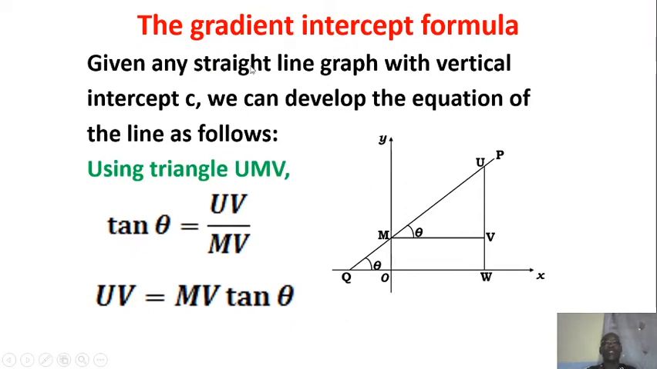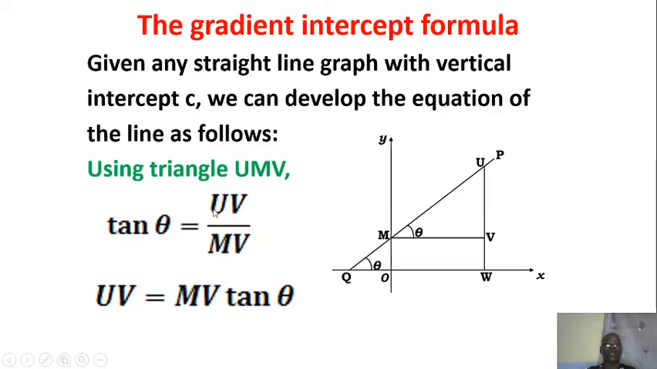We say, given any straight line graph with vertical intercept C, we can develop the equation of the line as follows. Look at this diagram. Using triangle UMV, this is an angle theta. It is also the angle theta here since we are continuing with a single straight line PQ. The tangent of the angle gives us UV all over MV, opposite over adjacent. So from here we can see that UV is equal to MV tan theta.